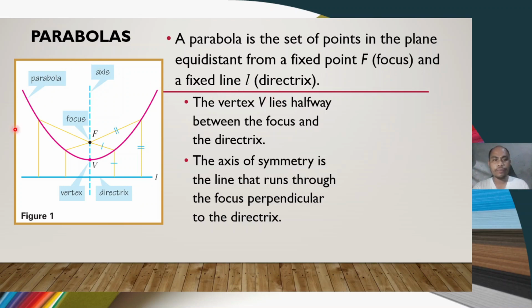Now, if you look at the figure on the left, we have the different parts that we named earlier. This one, the color violet, is called the parabola. This one, the broken line of blue, is called the axis of symmetry. This one in the middle, the color black, we have focus or capital letter F. This one, which is in color violet, is the vertex or capital letter V. And this blue line here, which is named small l, is the directrix.